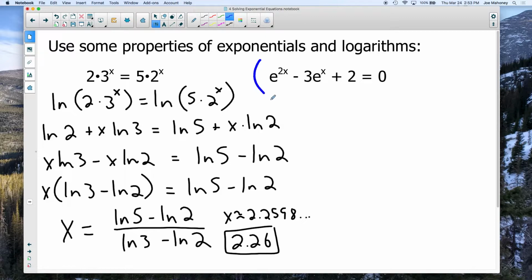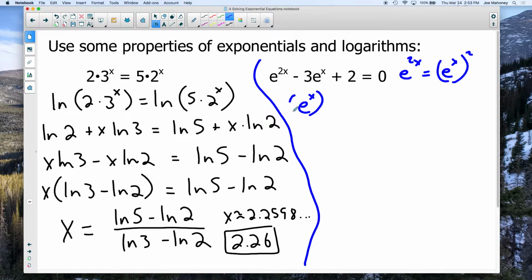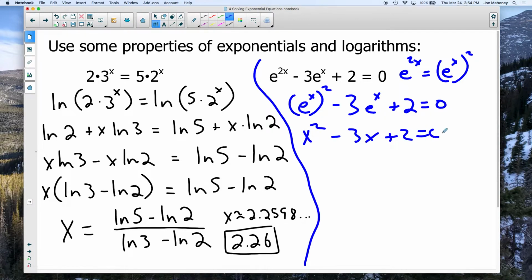And I know what you're saying. You look at that one on the right and you're like, no! But I'm looking at this and it almost kind of looks quadratic. And actually, if I take this first term, it's e to the 2x. What if I write it as e to the x squared? Because now check out what I have. I have e to the x squared minus 3 e to the x plus 2. Doesn't that look a lot like the quadratic equation x squared minus 3x plus 2 equals 0?